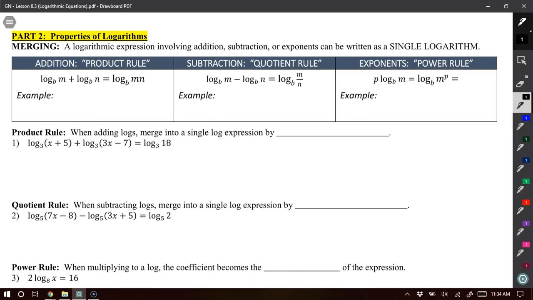This video continues on from lesson 8.3, but now we're focusing on part 2, which is the properties of logarithms. And I almost said it when I was reading that. I almost said properties of exponents.